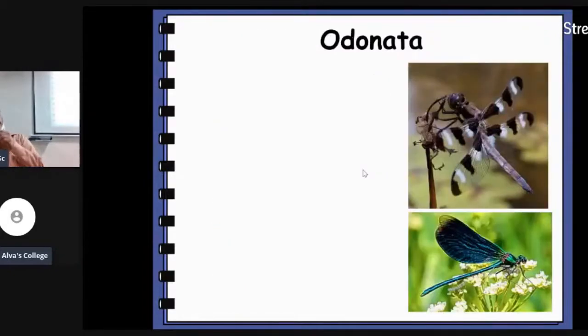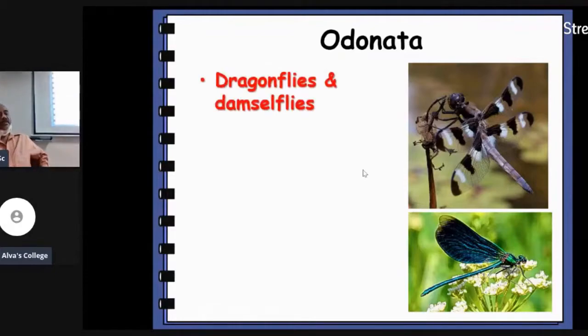Then we move on to another primitive group of insects, called Odonata. Odonata includes dragonflies and damselflies. Whenever you visit water bodies like ponds, streams, and lakes, and you see emergent vegetation, you can always see some insects associated with those plants. They are nothing but colorful dragonflies and damselflies. They attract photographers a great deal. They are also popularly called aeroplanes and helicopters by children.